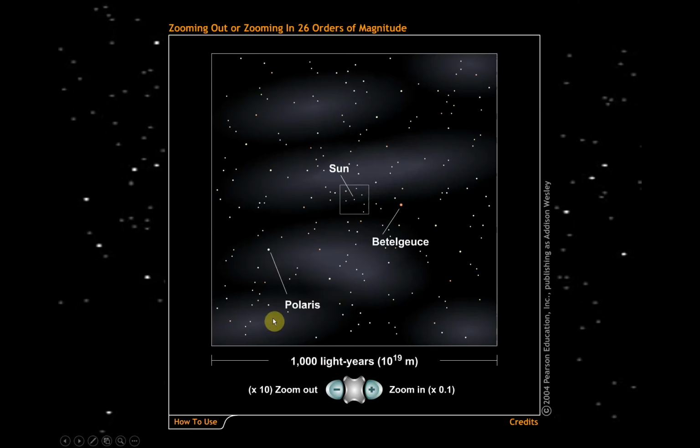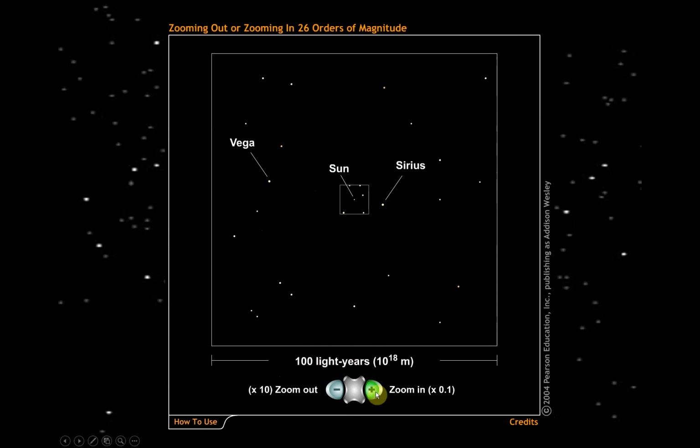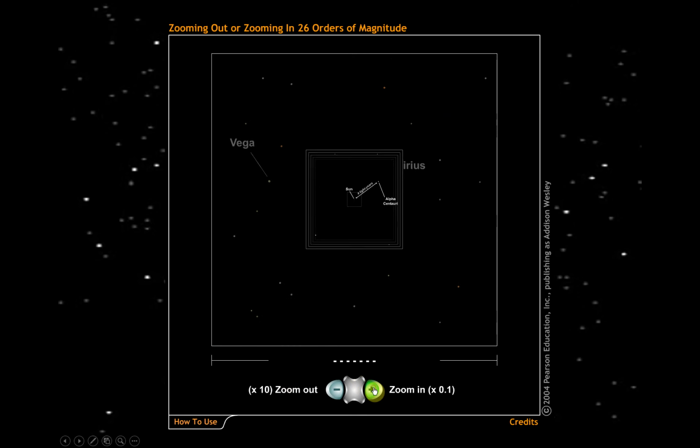Zoom in some more. On a scale of about 1,000 light years, here's the sun. Here's Betelgeuse, a red star in Orion, spelled wrong here. This is actually an S. And here's Polaris. But here are our local stars in about a 1,000 light year radius. Zoom in some more. On the scale of hundreds of light years, here's our star the Sun, and nearby stars Sirius and Vega. So now we're definitely on the interstellar scale.